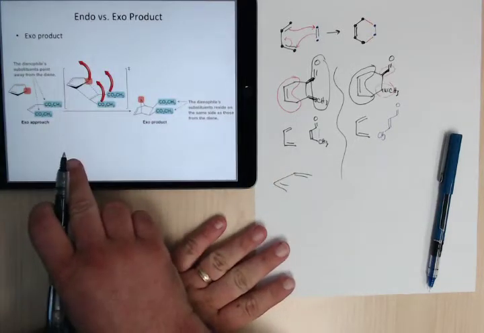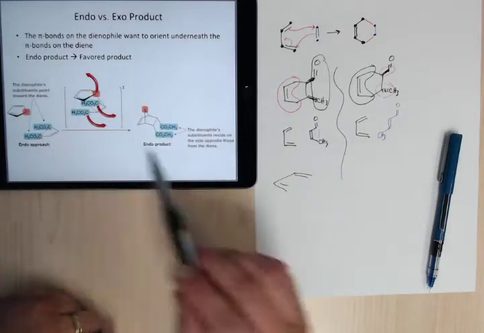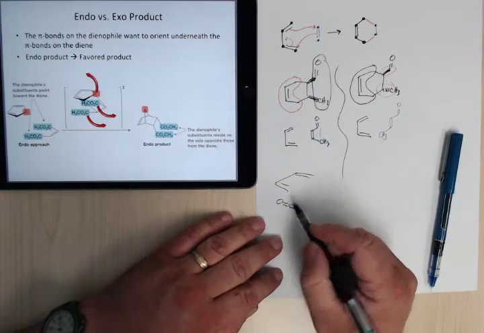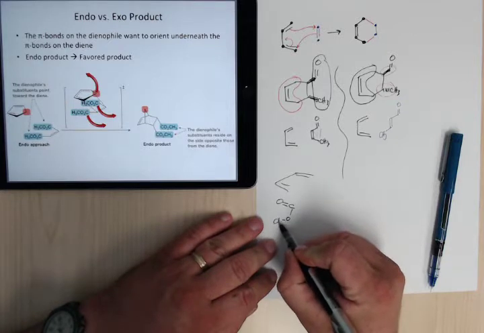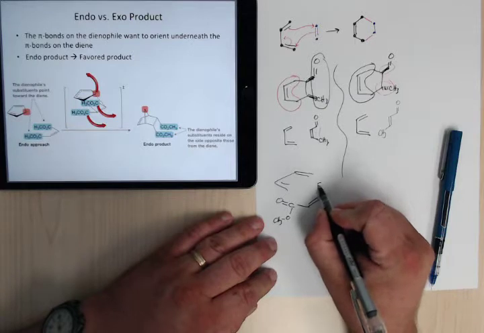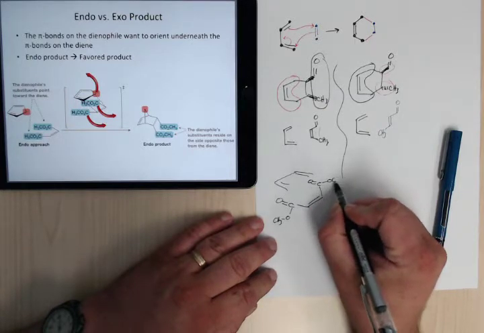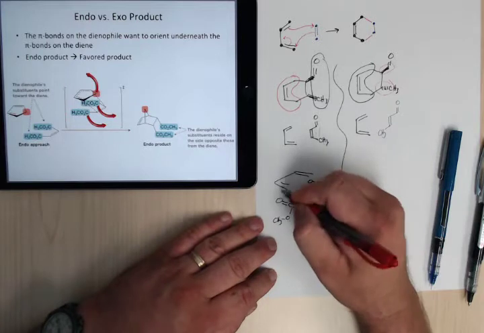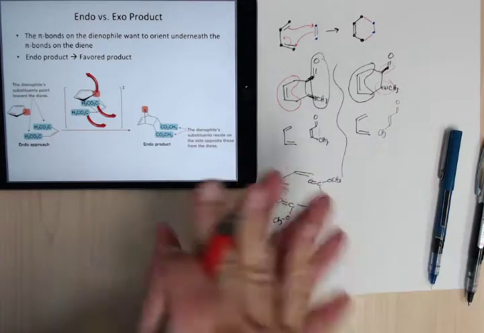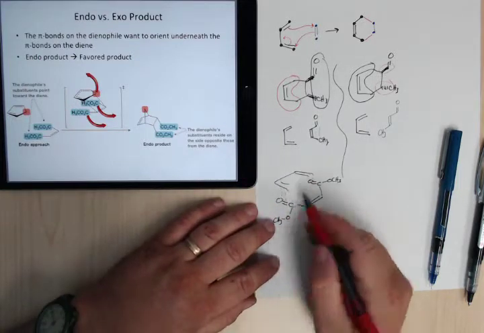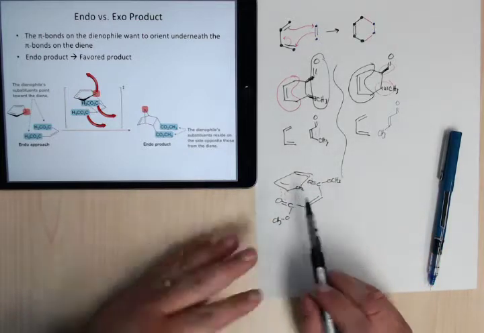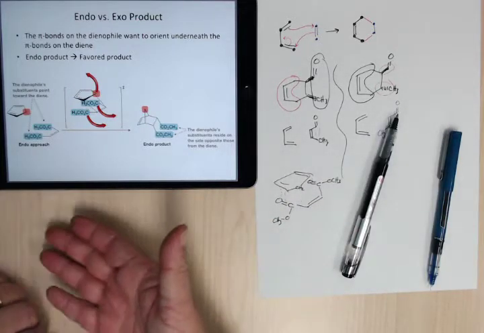And so what ends up happening is, as these things come in, let's see if I can take a better picture. So as these things come in, I wish they would have drawn these out. What ends up happening is you actually get interactions between these pi bonds here. So you get pi-pi stacking. And so they're going to be kind of coming underneath.